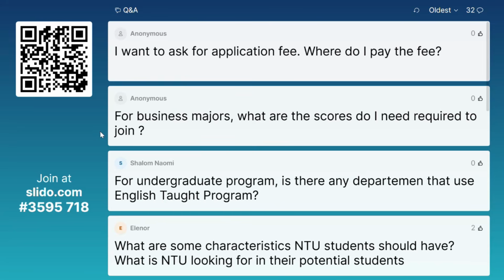I want to ask about the application fee. What do I pay? Where do I pay the fee? The application fee has different ways to pay. If you apply as overseas Chinese, you have to pay the fee by credit card. If you apply through the international student channel, and you are overseas, you can use a bank transfer and also credit card. If you are in Taiwan, you can print out the receipt and pay at the post office or convenience store.